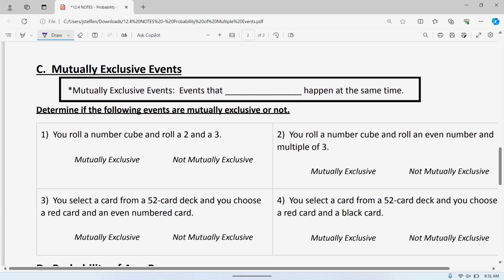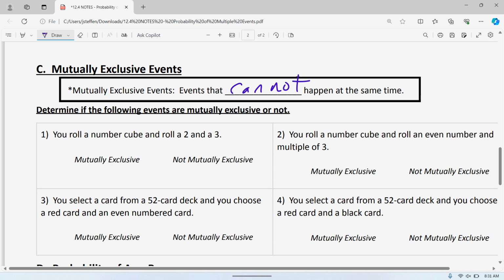Now we're going to shift gears and get into the problem type multiply, or for our purposes, mostly you're adding, and we'll talk about that little discrepancy in a second. To handle that, we have to know if it's mutually exclusive or not. Mutually exclusive events are events that cannot happen at the same time.